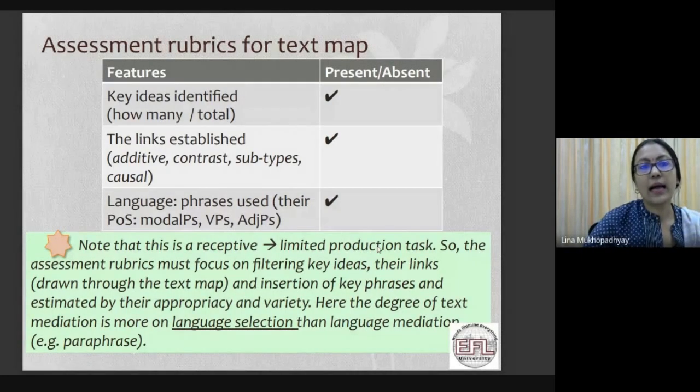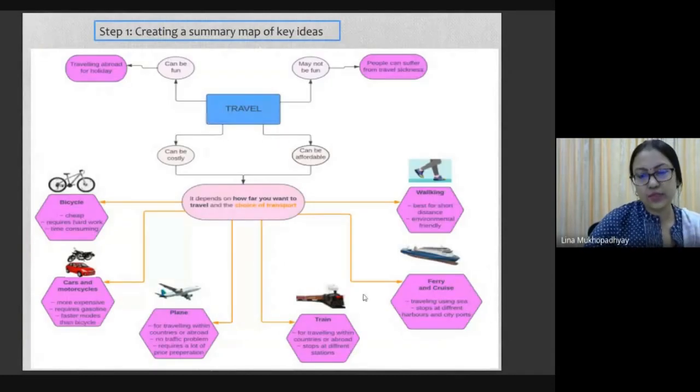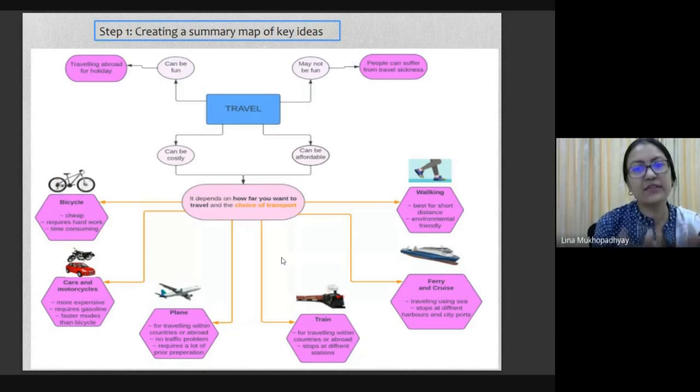So as a teacher, I then need to create an assessment rubric for the text map. What I can do is create a simple checklist of key ideas to be identified. This is an example text map. Of course, your students' text maps will differ from this. They may or may not be able to identify all the ideas or all the links. So you can use this as a benchmark to look at their responses and place them at a particular grade.